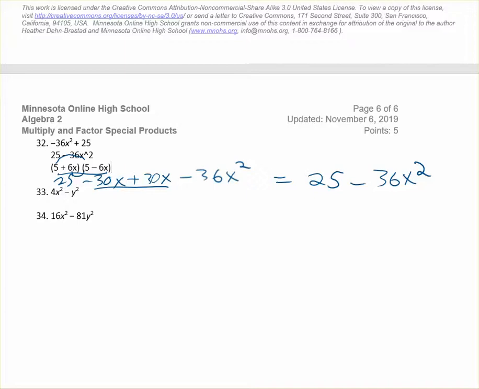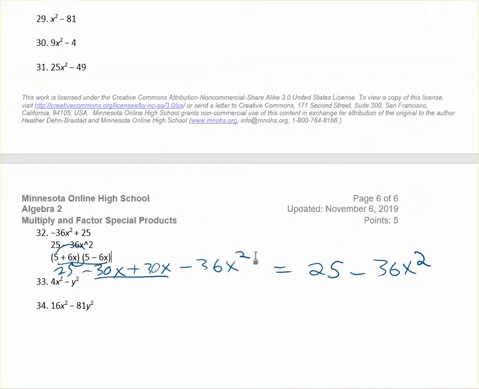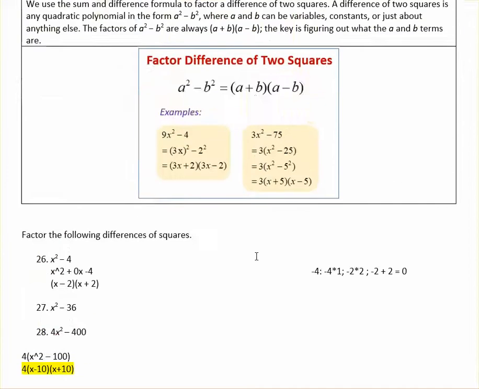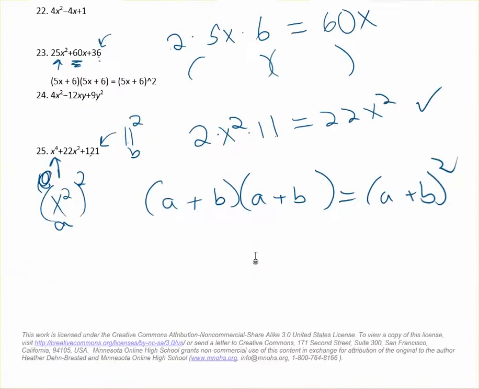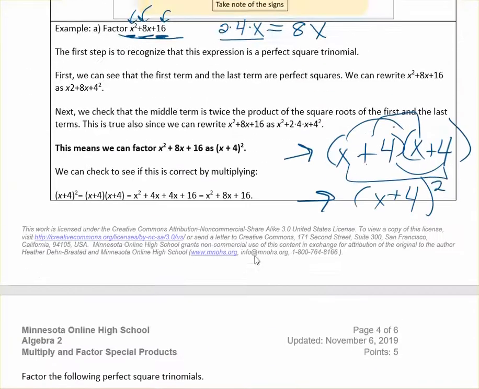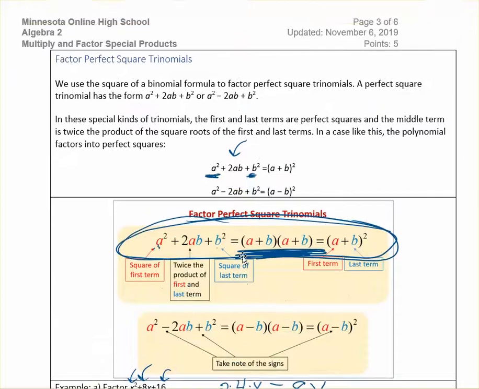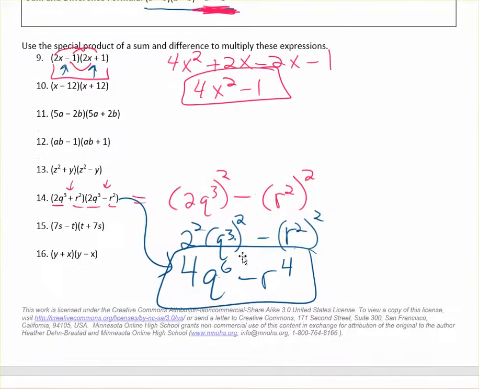Not quite what I started with, because I rewrote it so that it would be a minus b instead of negative a plus b, which would be harder to use the formula for. So practice these, and remember that these are shortcuts. They are not something that you have to recognize. You can use other methods of factoring and of multiplying and still get the correct answer.